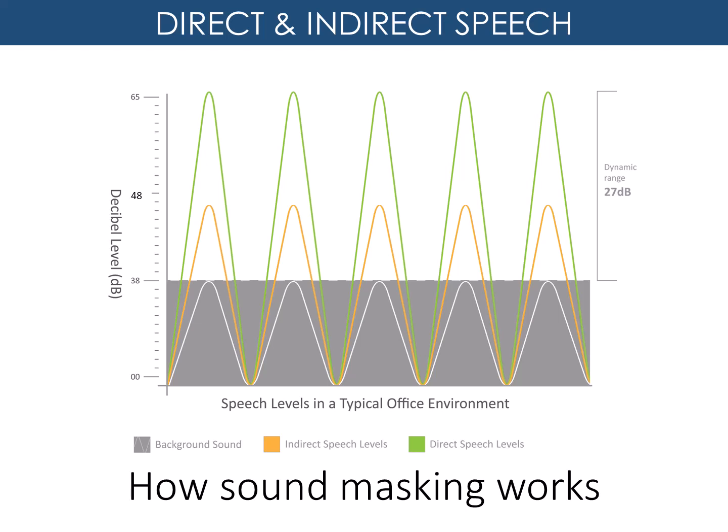Looking at the graph, notice the gray background noise represented by the white line. The green line represents direct speech at about 65 decibels. Lastly, the orange line represents indirect speech arriving at our ears at about 48 decibels. I'm sure you have figured out by now that sound masking targets the indirect speech. Indeed, sound masking is installed to interfere with indirect speech and noise.